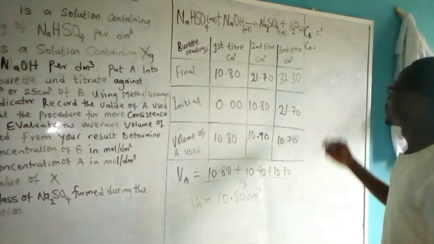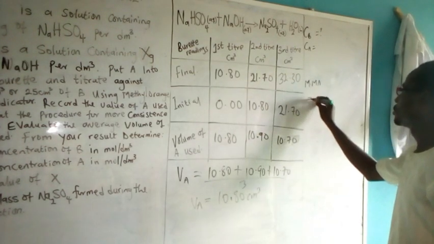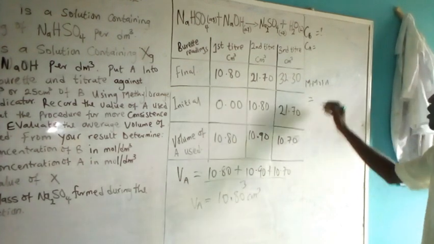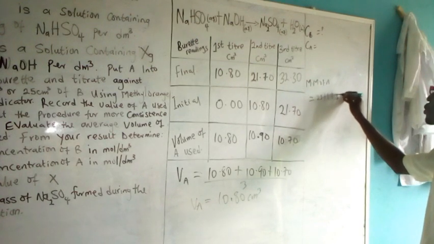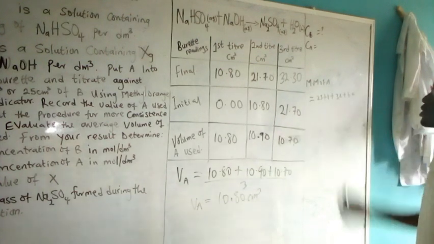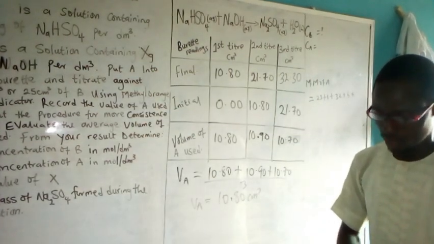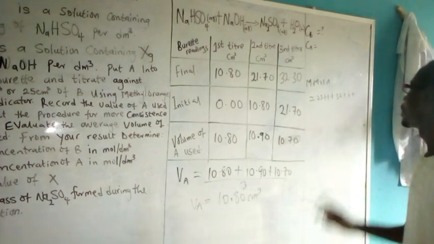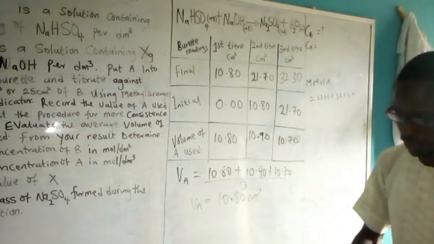Which implies that the molar mass of A is going to be equal to 23 plus 1 plus 32 plus 64, which is gotten from 4 times 16, the relative atomic mass of oxygen. So we have 23 plus 1 plus 32 plus 64.